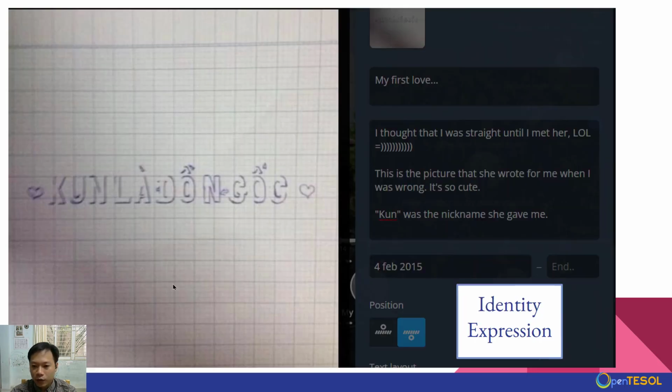So looking closely at one of their key events, we learned that the student belongs to the LGBT community, and this is what they wrote. "I thought that I was straight until I met her. This is the picture that she drew for me when I was wrong. It's so cute. Kun was the nickname she gave me. Kun, you are foolish." That is the caption of the picture of the notebook piece here. Again, for us, this timeline task is meaningful because we can express our identity.